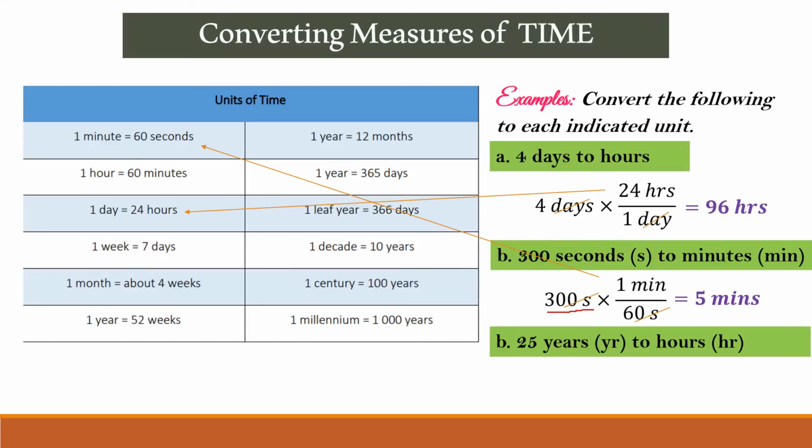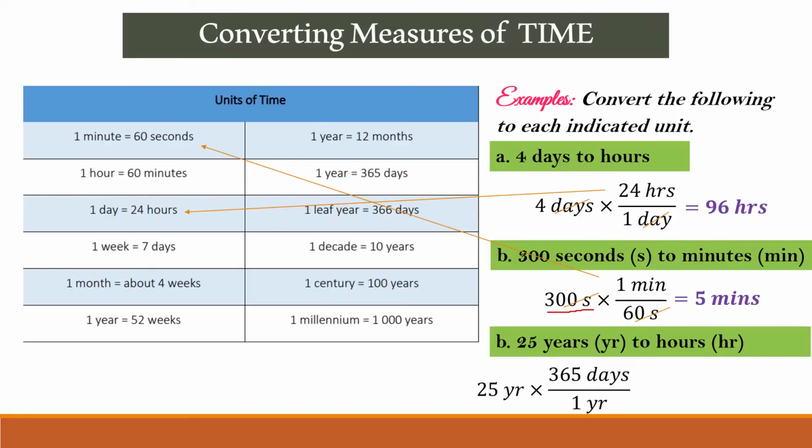For the third example, we are going to convert 25 years to hours. But for this example, we cannot find an exact conversion from years to hours. So what we need to do is to convert years to days first, and then we convert days to hours. Okay, so here is the solution.